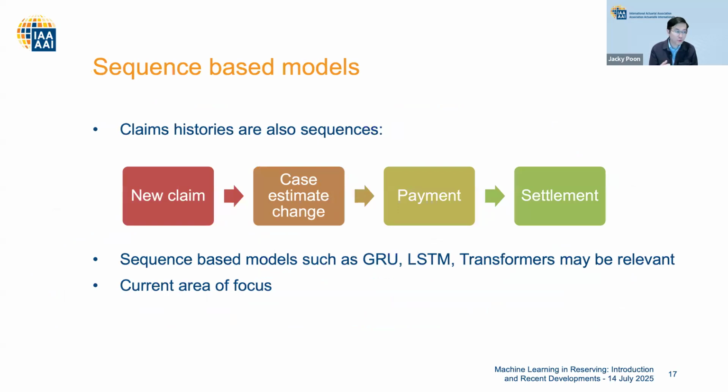And not only are they flexible for tabular-based data, they could be applied to sequence-based data. And with claims histories, they are effectively sequence information. We have your new claims being reported, then case estimates may change, payments may be made, and finally the claim is settled. And so, especially more recently, but even before that, we've been exploring things like the transformers, the GRUs, and LSTMs, the sequence-based neural network model forms, to see how they perform in predicting the ultimate cost of a claim. So I'm really excited by this research and I'd be interested to see how it develops.